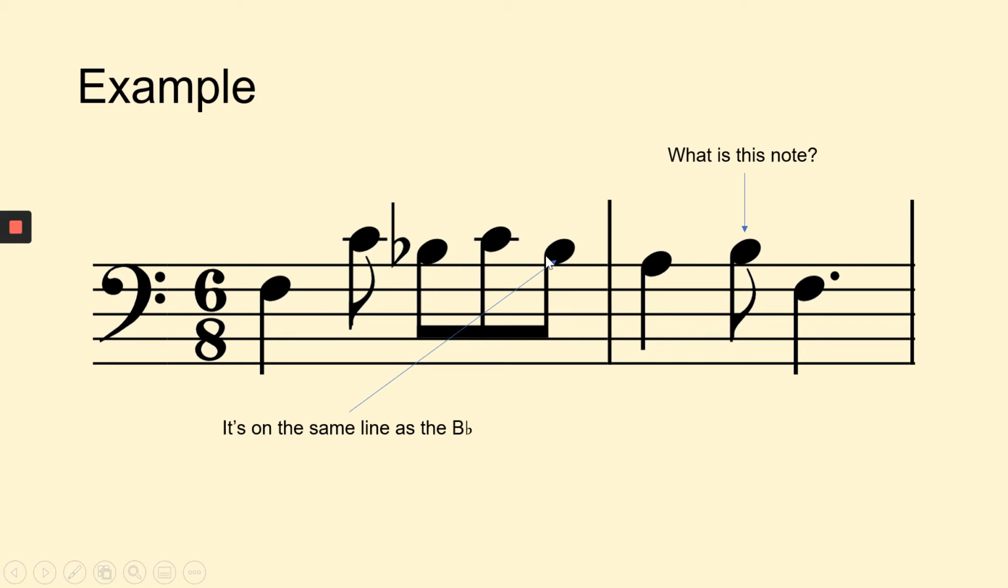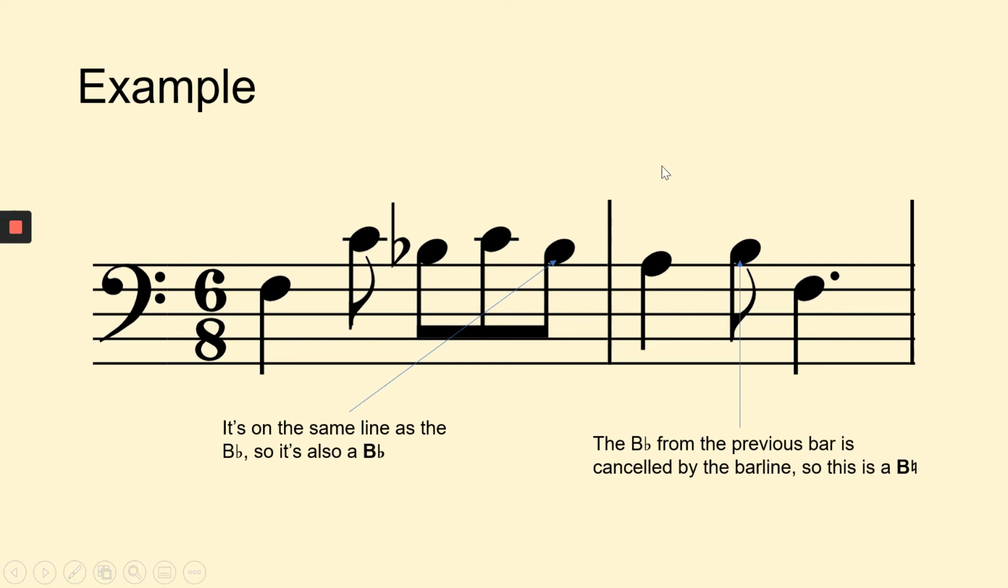This flat also applies here. This note is also a B, but the bar line has happened. That's cancelled out all of the accidentals in this bar, which means this is going to be a B natural. This flat no longer applies.